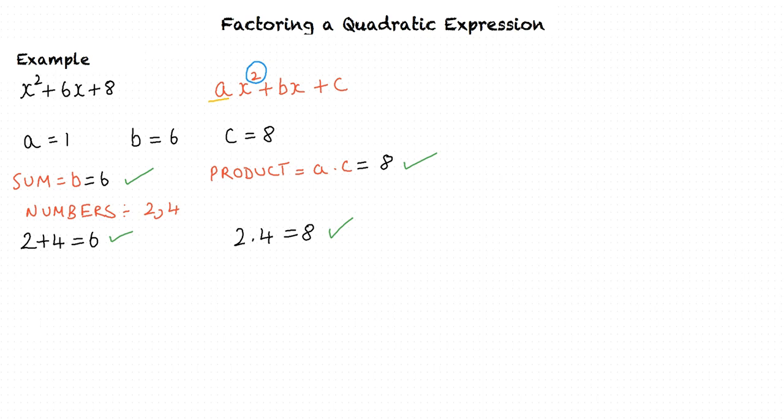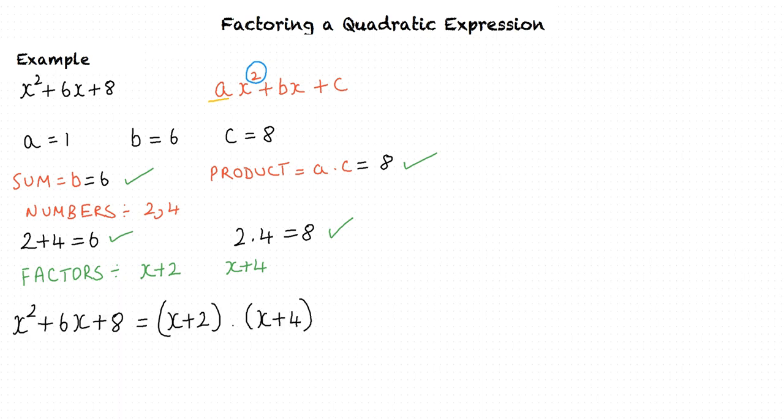The next step is to determine the factors. The factors would be x plus 2 and x plus 4 since the two numbers we have found are plus 2 and plus 4. Finally, we rewrite the quadratic expression as a product of its factors. We have x squared plus 6x plus 8 equals x plus 2 times x plus 4. Thus, we have completed factoring the quadratic expression.